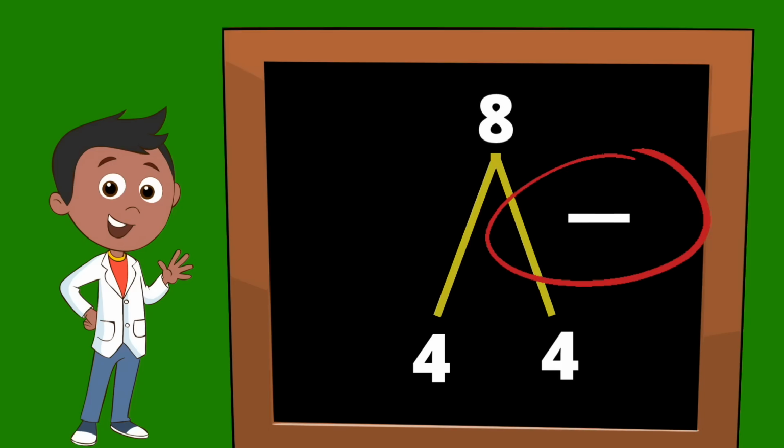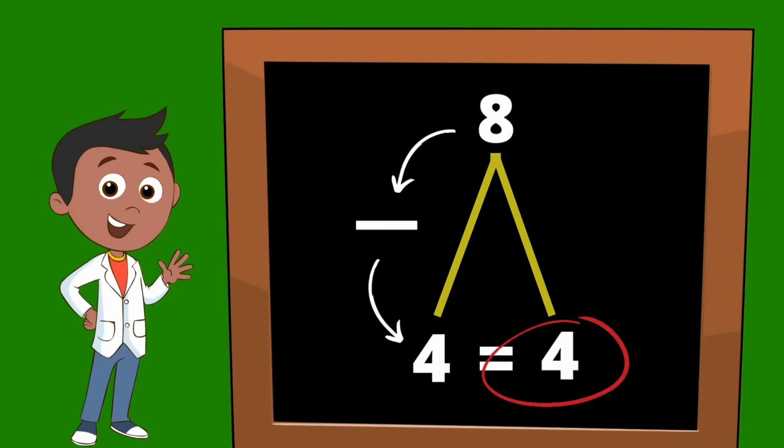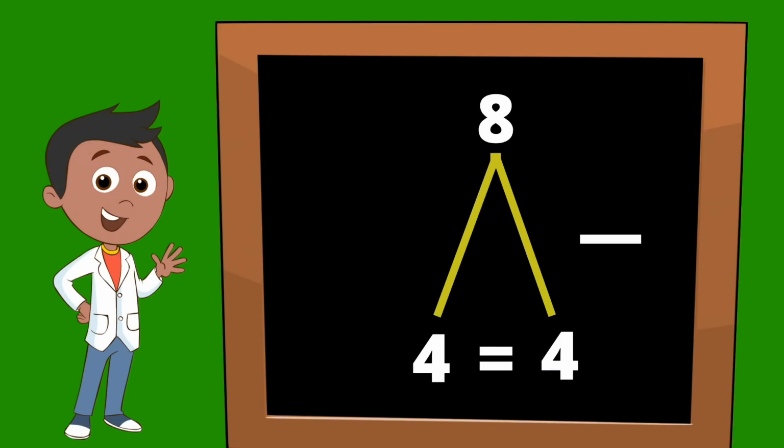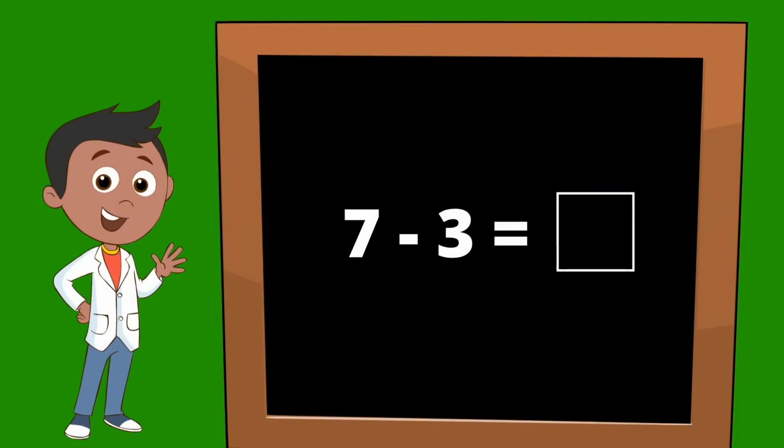If we put the subtraction sign on the left, the equation will read 8 minus 4 equals 4. If we read the equation the other way, the equation reads 8 minus 4 equals 4. But this time it's the 4 on the left. Let's give it a try. Let's try the equation 7 minus 3 equals, and then we'll put a square for our mystery number.